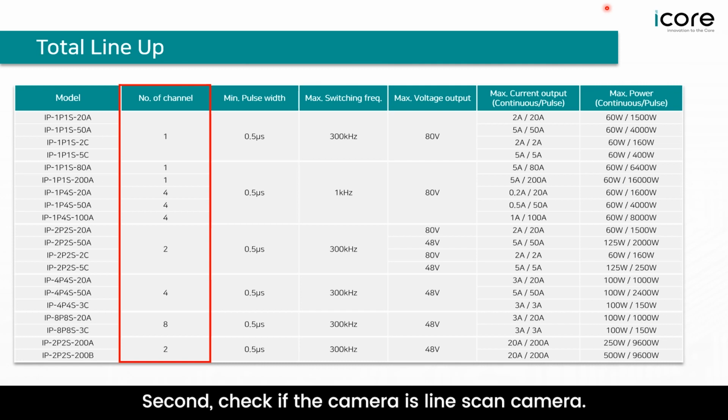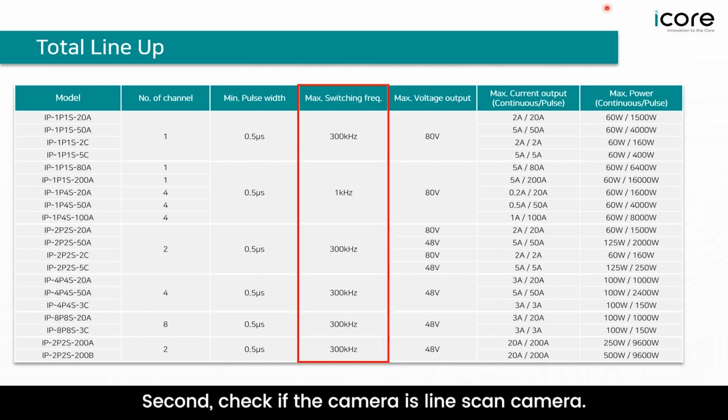Second, check if the camera is line scan camera. If so, using these controllers can be limited because its switching frequency is low. If the camera is line scan camera, you can use all of iPulse.